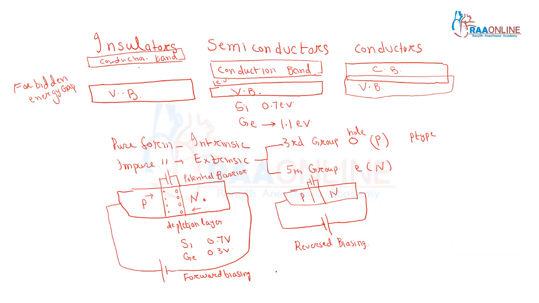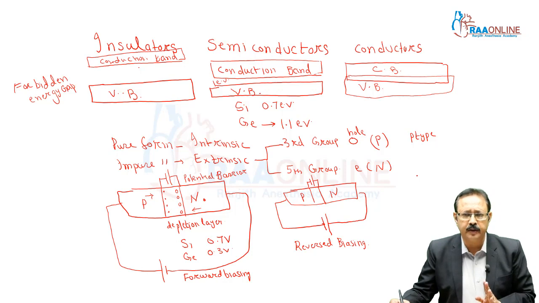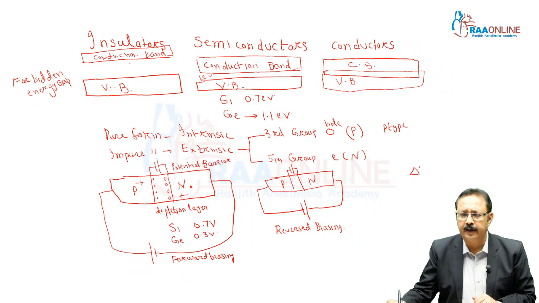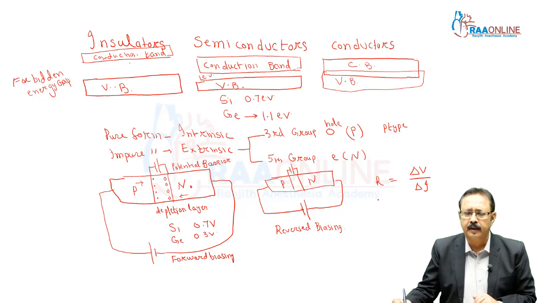There are two types of breakdown. One is known as Zener breakdown, and another one, with different reasons, is avalanche breakdown. Since semiconductors do not obey Ohm's law, they are non-ohmic resistances, but the ratio of delta V and delta I is known as dynamic resistance.